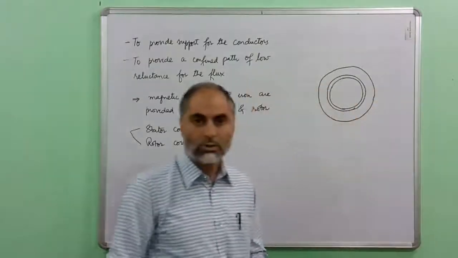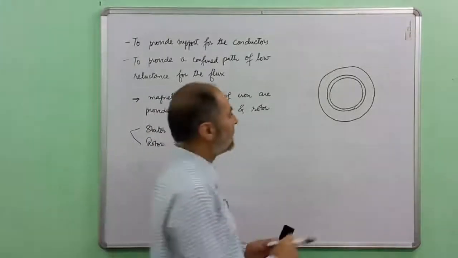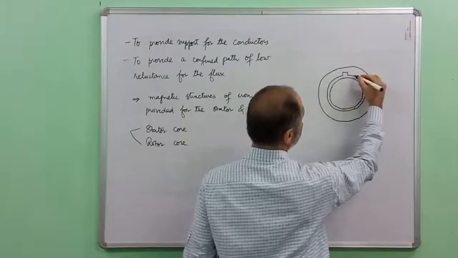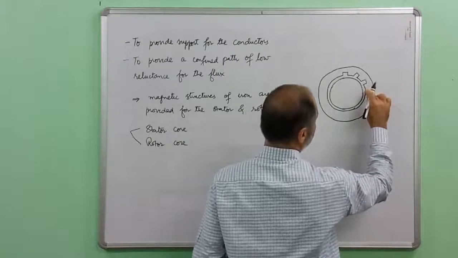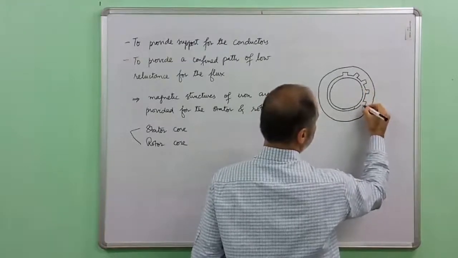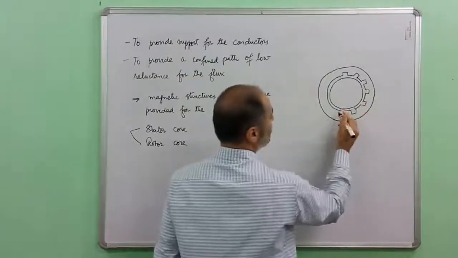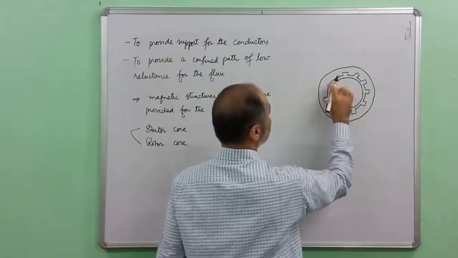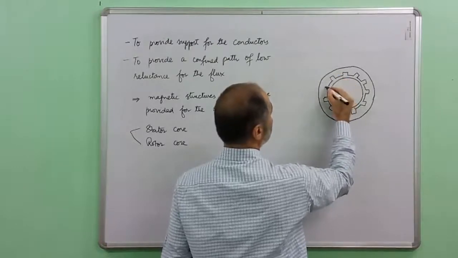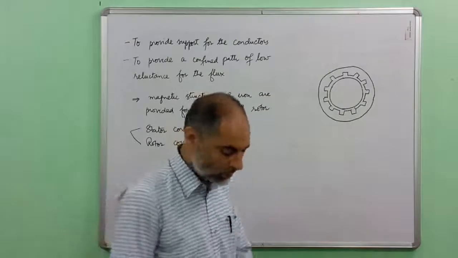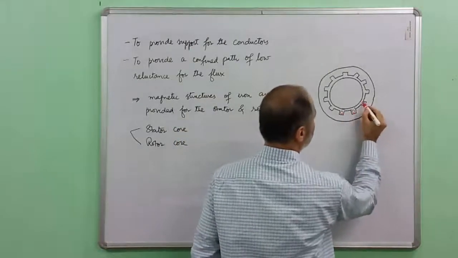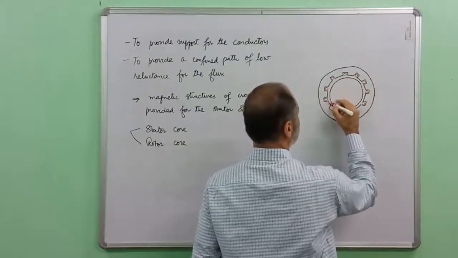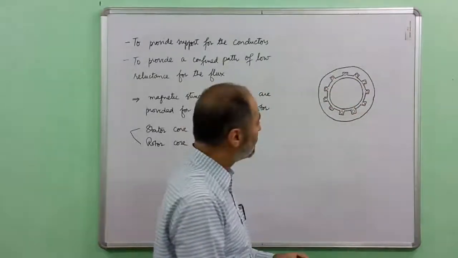Then, in order to accommodate the conductors, slots are cut on the surfaces of the stator and rotor. We cut slots on the surface of the stator as well as on the rotor to provide space for accommodating the conductors. So these are the stator slots. We can put conductors in the stator slots. These conductors are then connected in a certain fashion to form what is known as the stator winding.